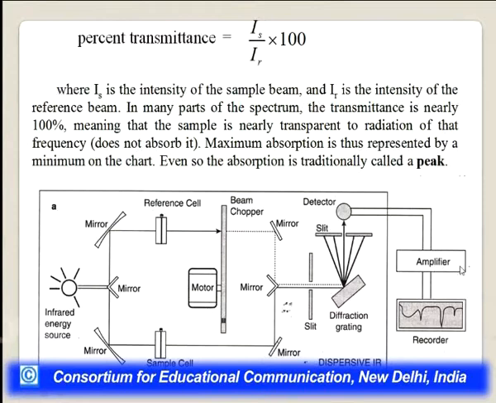Here you can see the graphical representation of the IR spectrophotometer. This is the IR energy source. These are the two radiations bifurcated by this mirror. Here is the reference cell, here is the sample cell, motor, this is the beam chopper, and this is a detector. After amplification, you can see the spectrum observed in the recorder, and this is the diffraction grating.